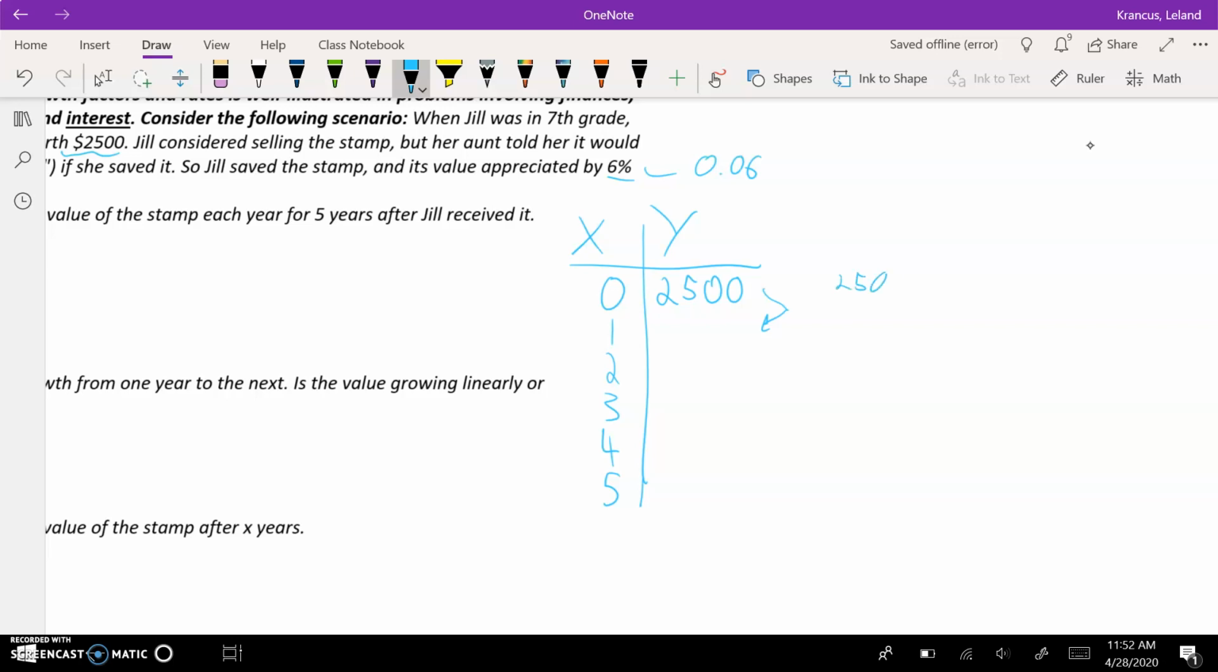So if we take 2,500 times 0.06, we get 150. Add that to the $2,500 value that it started with, and you have $2,650. It went up by $150. And then that value goes up by 6%. So you would do 2,650 times 0.06, which is 159. Add that to 2,650, and you have 2,809.